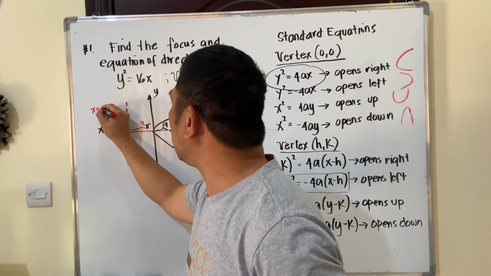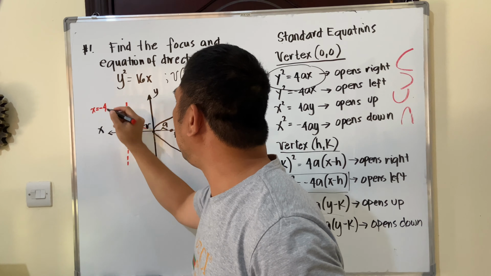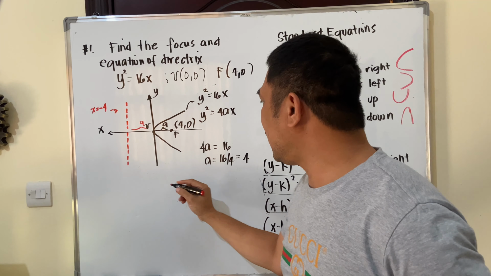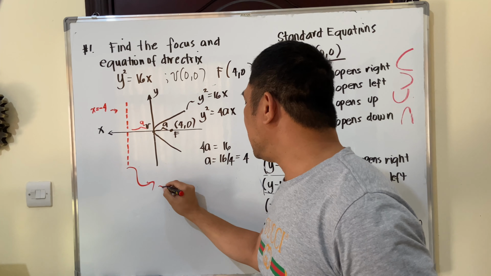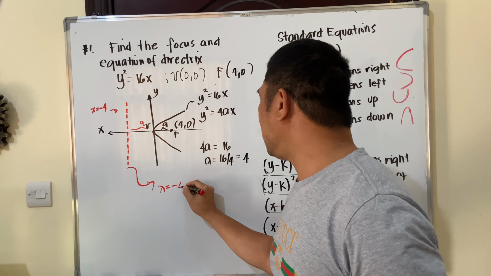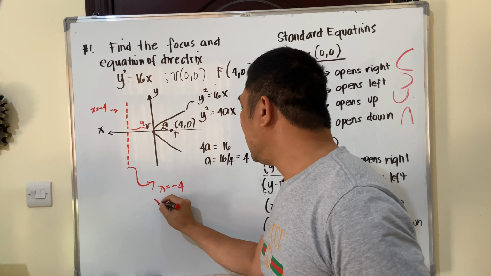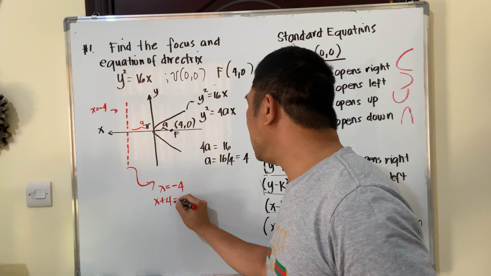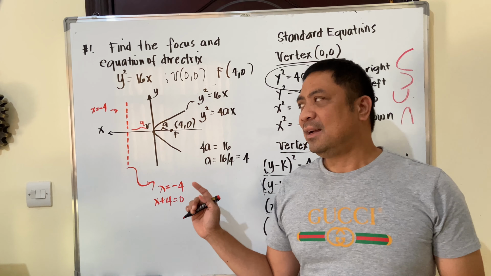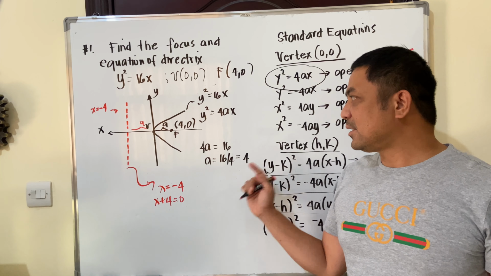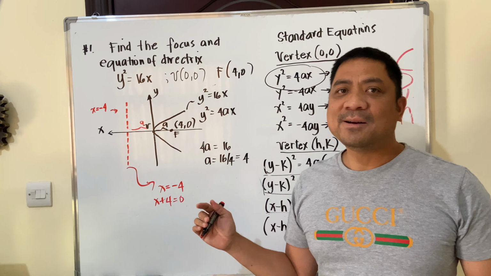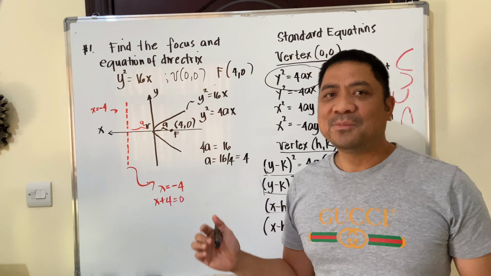X is equal to -4. So that means our directrix has an equation which is x = -4, or sometimes you'll make it x + 4 = 0. So it's the same. To have more analysis and understanding of this, let's have more examples. Okay, so let's have this second example here.